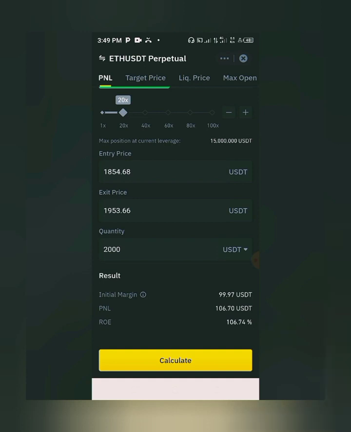As you can see, it's a very simple process. Just enter your leverage, then your entry price, then your exit price, that is the price that you want to leave the market, then your quantity, that is the amount you have multiplied by your leverage, then boom, your result is out.